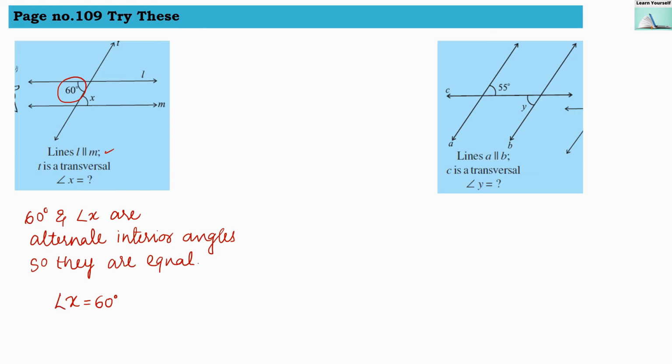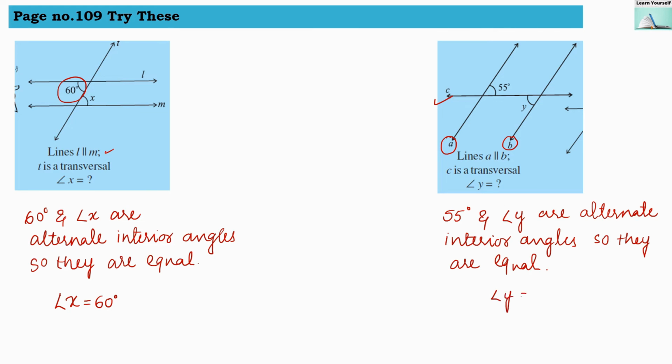Now lines A and B are both parallel to each other. Here line A is there and here line B is there. C is a transversal. This is C and it is a transversal. What will be the measure of angle Y? Here you can see that 55 and Y, they both are interior angles. They are diagonally opposite. So they are again alternate interior angles and that's why their measures will be the same. So angle Y equals 55 degrees.